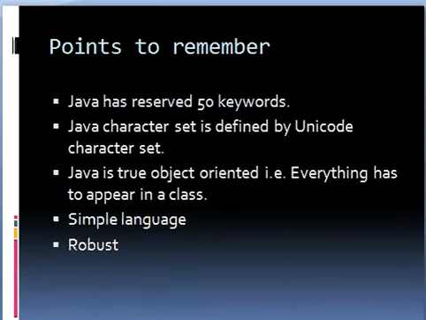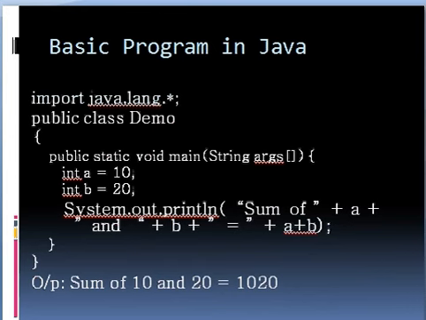So here are a few points to remember. Java has reserved 50 keywords. So what are keywords? In our previous example, a few keywords are import, public, class, static, void. Main is not a keyword.